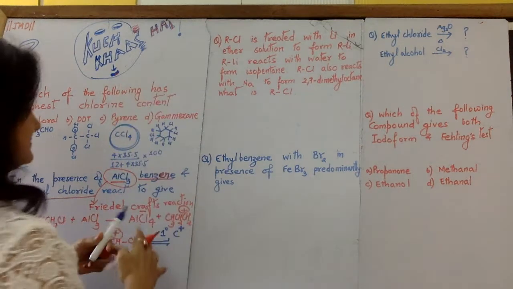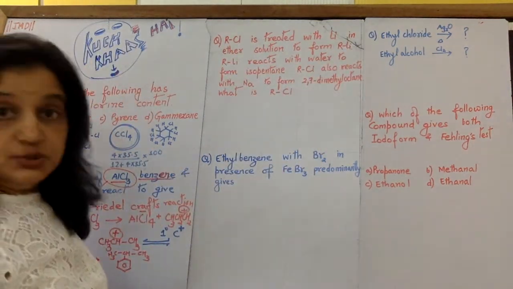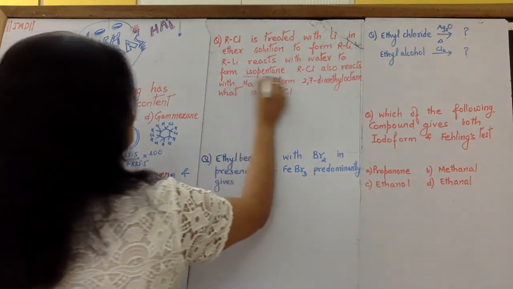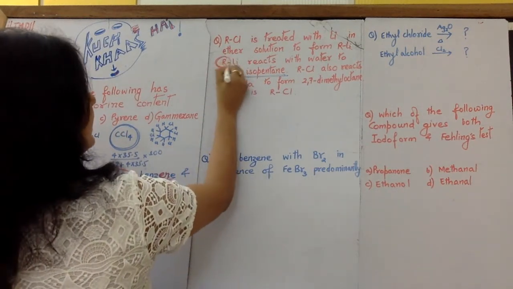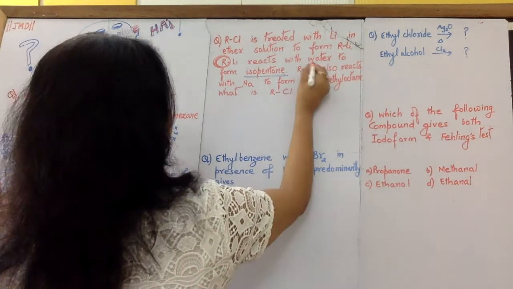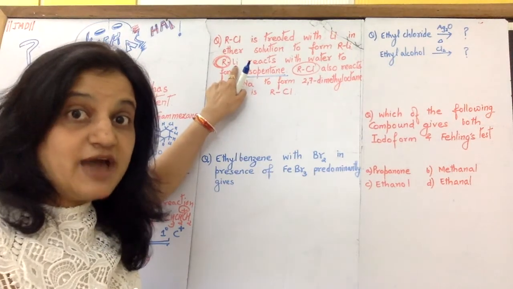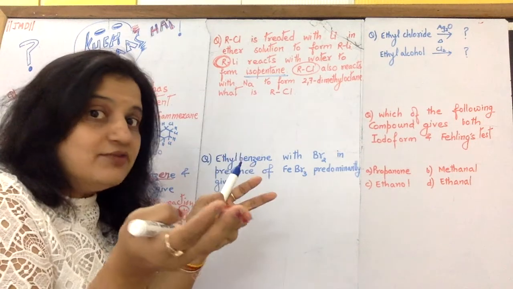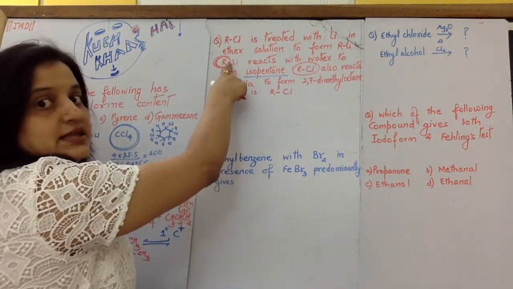Okay, now here RCl is treated with Li in ether solution to form RLi. RLi reacts with water to form isopentane. Okay, that's fine. This is clear. See, RLi. So what is R? R will be isopentyl. Anyway, we further confirm. Once again, I am repeating. Alkyl lithium reacts with water to give isopentane. Meaning lithium comes out and H comes in there. Isopentane will come from isopentyl, meaning this is isopentyl lithium.